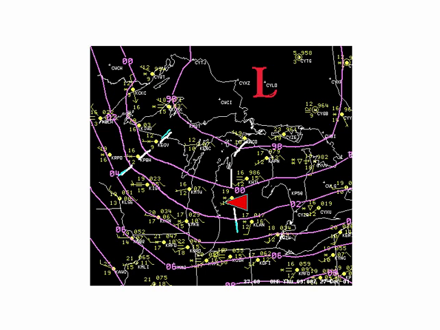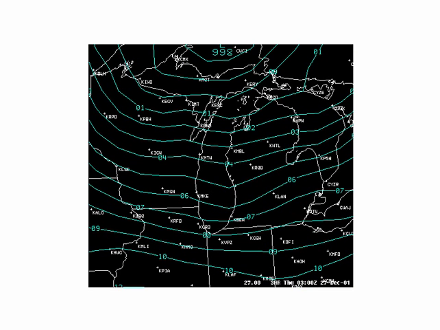But let's go on now and look at the RUC 80-kilometer analysis and forecast and see if that showed any signs of these two troughs here that we found. Okay, so here's the RUC analysis, actually the 3-hour forecast from the 00Z run, 27th of December 01.